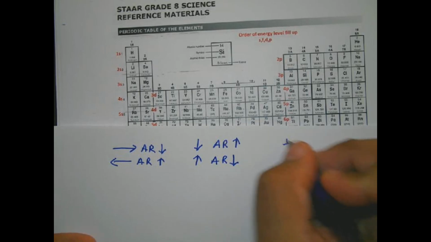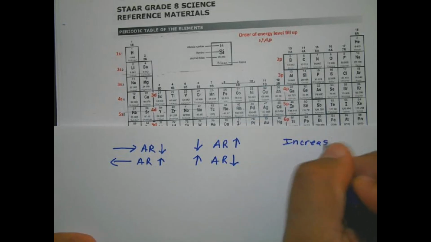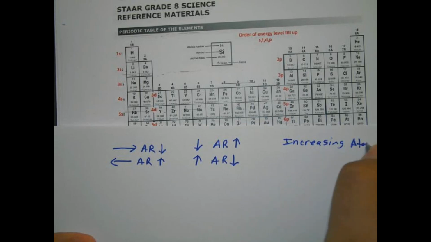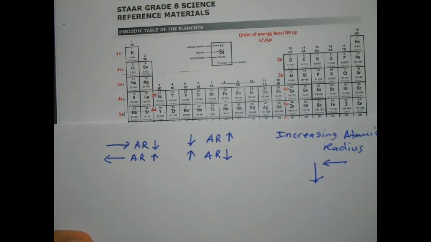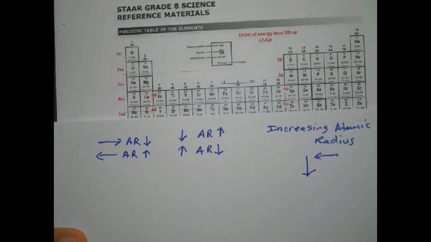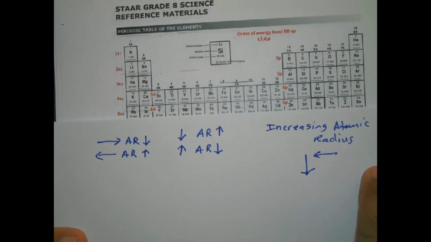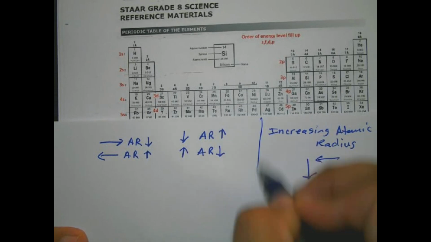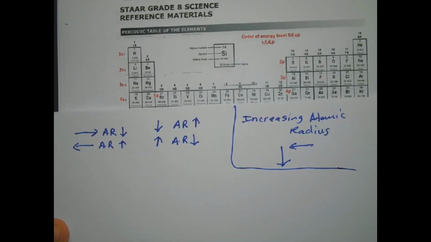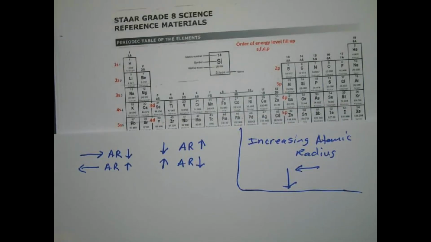To make this even simpler, let's call this increasing atomic radius. We know the atomic radius increases as you go down, right? Down and to the left. Atomic radius increases as you go down and to the left. So atomic radius decreases as you go up and to the right. So there you go. This is the one you have to memorize. Atomic radius increases as you go down and to the left.